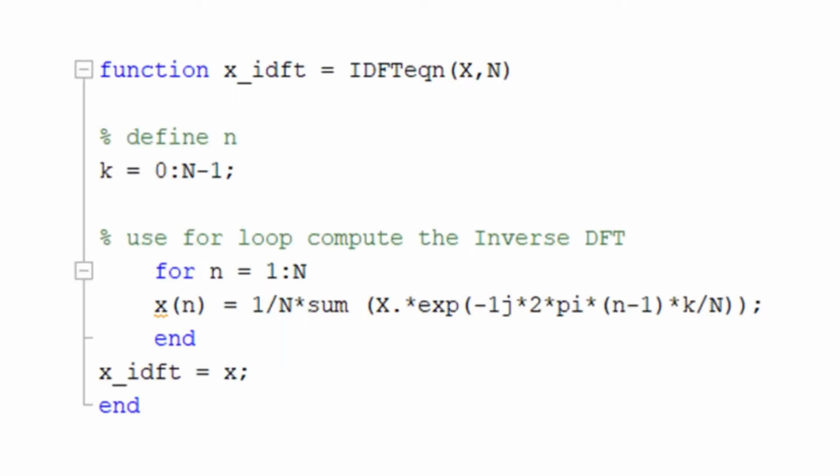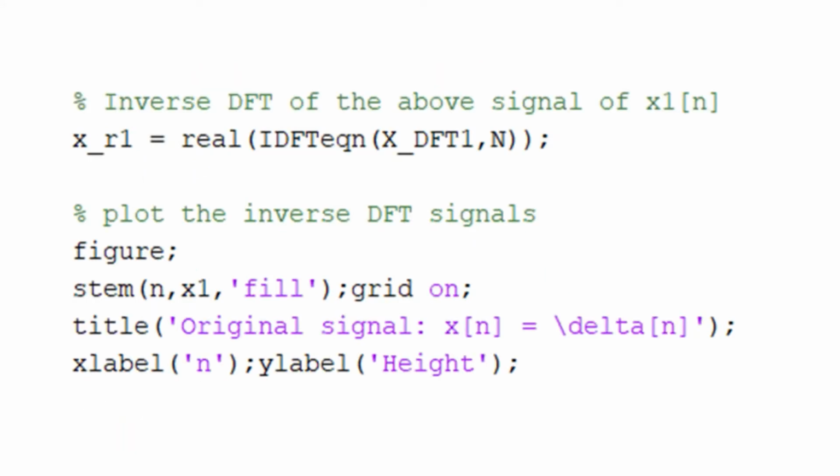For question 3, the second MATLAB function was written to compute the inverse DFT. The coding was saved as IDFT_eqn.m file to test the routine IDFT_eqn for each case. The value of the inverse DFT signal for x1n is defined. By using the figure command, the magnitude of the IDFT is plotted while the stem command plots the discrete magnitude.